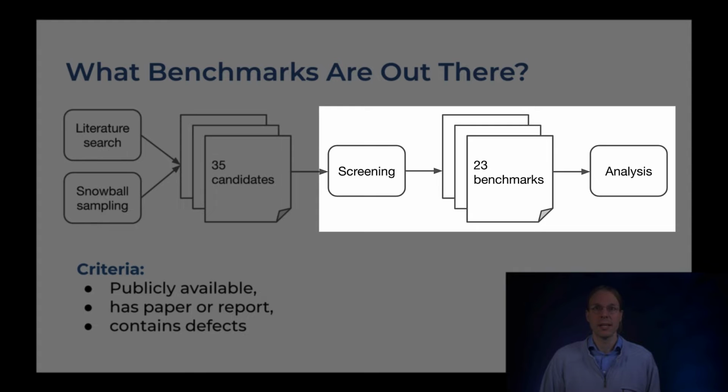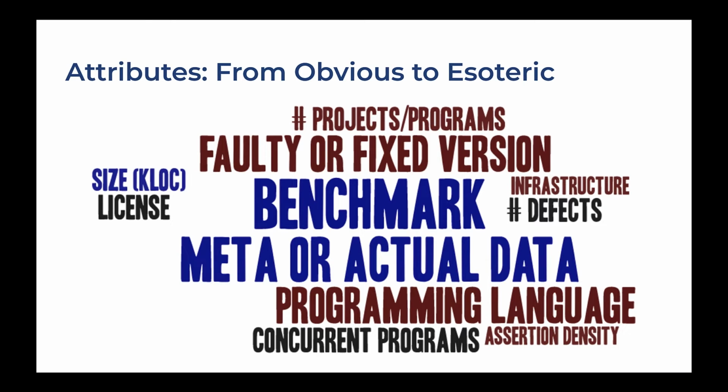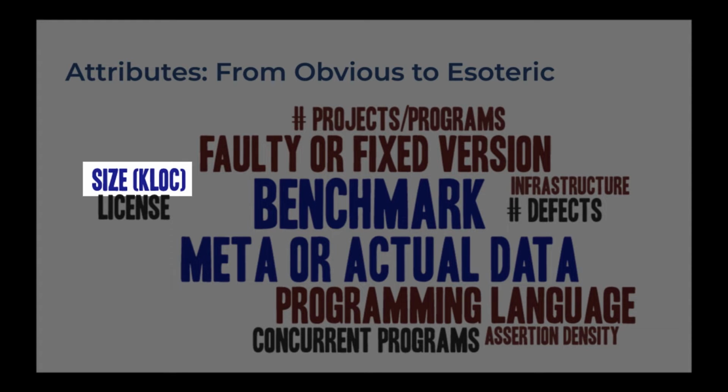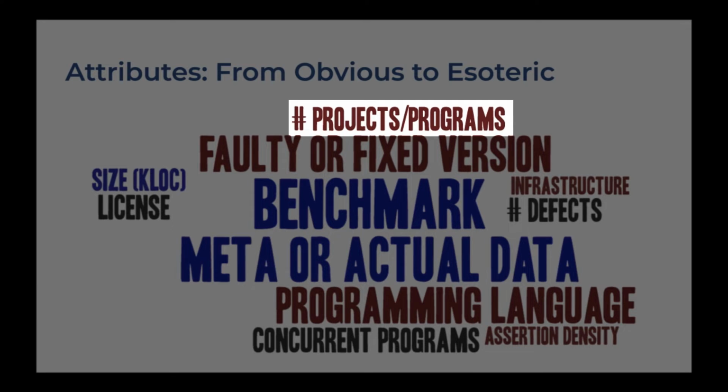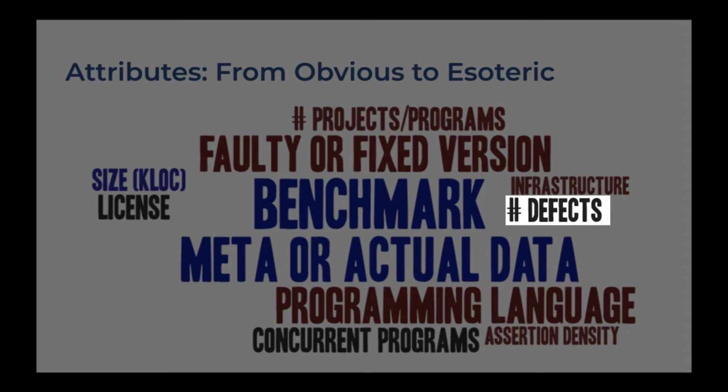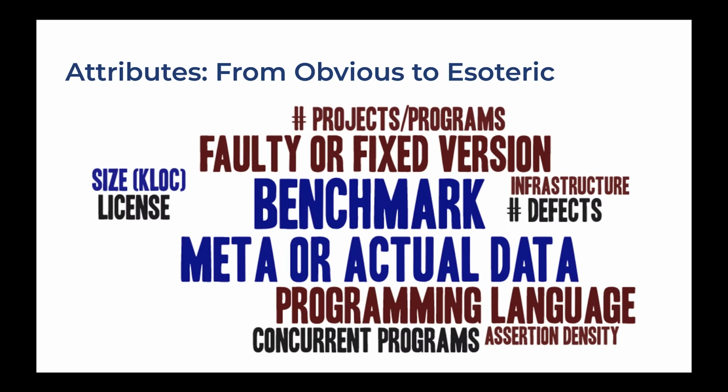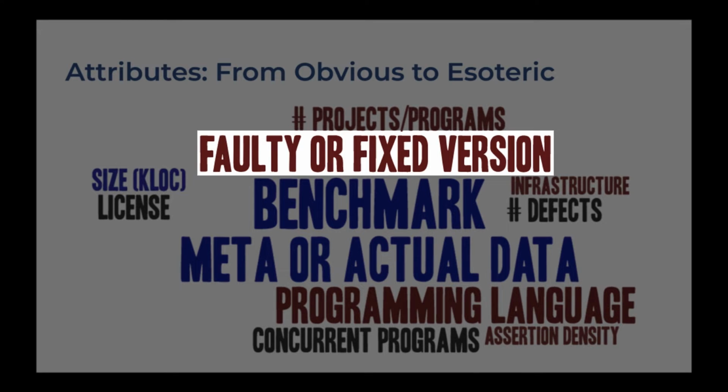We analyzed the final set of 23 benchmarks to see what kinds of key attributes are out there and how we can compare them. Some attributes are rather obvious, like the size in terms of thousands of lines of code, how many programs they contain, and if there are known defects, and if so, how many. For all the defects, some benchmarks have a fixed version, but the majority of them might only have a defective version that is labeled as such, and maybe some other unrelated examples of correct programs.